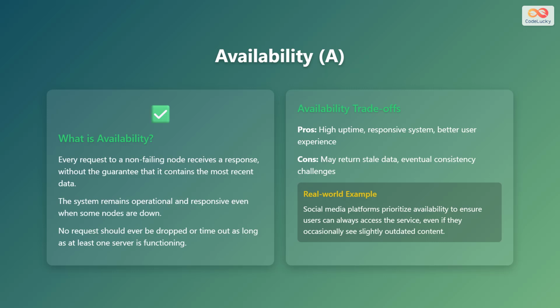The pros of availability include high uptime, a responsive system, and better user experience. The cons include it may return stale data and eventual consistency challenges. For a real-world example, social media platforms prioritize availability to ensure users can always access the service, even if they occasionally see slightly outdated content.